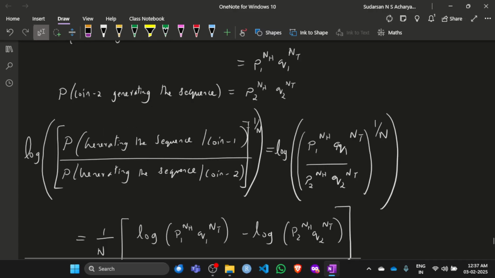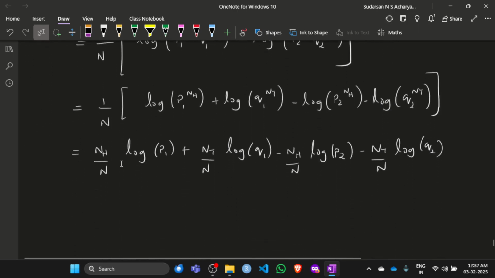Now what we do here is we normalize the likelihood ratio and then take the logarithm. Why do we take the logarithm? Because if the distributions for the coins are the same, log of 1 will be 0. This is what we define as the divergence between the two distributions, or you can think of it as the dissimilarity between the two coins. So this is what we end up with.